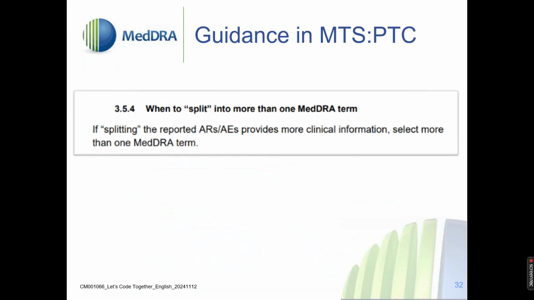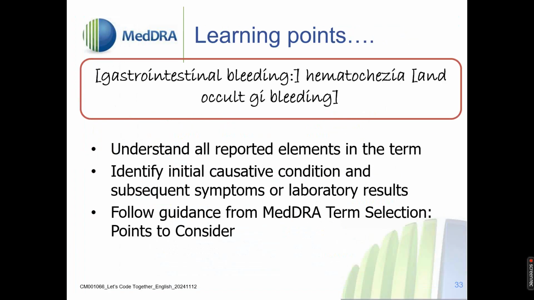We also have guidance in the points to consider that says that if splitting a term, i.e. selecting two or more LLTs, provides more clinical information, then that's what we should do. So here, maybe we should be splitting because we can't assume that it's high or low. We know that there's gastrointestinal bleeding, but by coding the other elements, we may be able to capture more information.